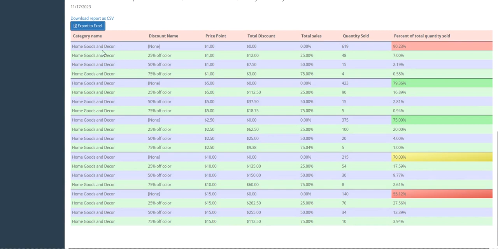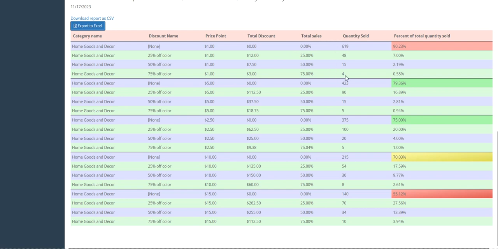I have run this report on just a single category, home goods and decor, and what we see here is 4 rows per price point of items that sold within this category. So for example, our top 4 rows include data from sales of home goods and decor priced at $1. The next 4 rows show home goods and decor that were priced at $5. The next one is $2.50, then $10 and $15. Again, these are organized by quantity sold.